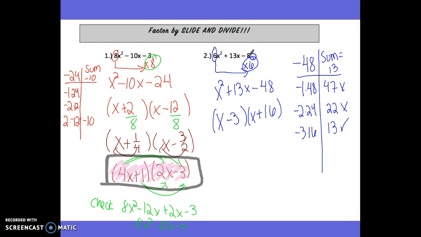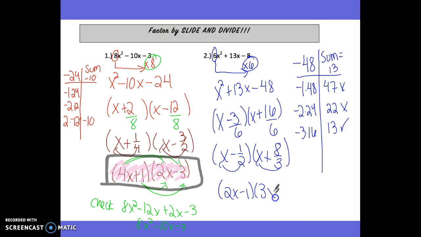Since I multiplied by 6, I divide both the numbers by 6. If someone makes a mistake in slide and divide, it's because they forget to divide. So you get x minus 1/2 times x plus, they're both divisible by 2, 8/3. Kick up the denominator, and you get 2x minus 1 times 3x plus 8. And there is your answer.